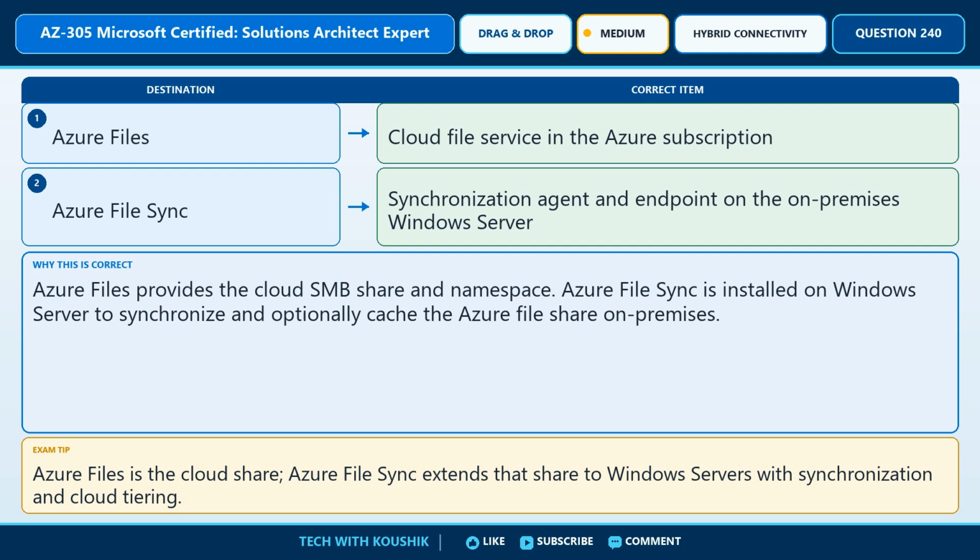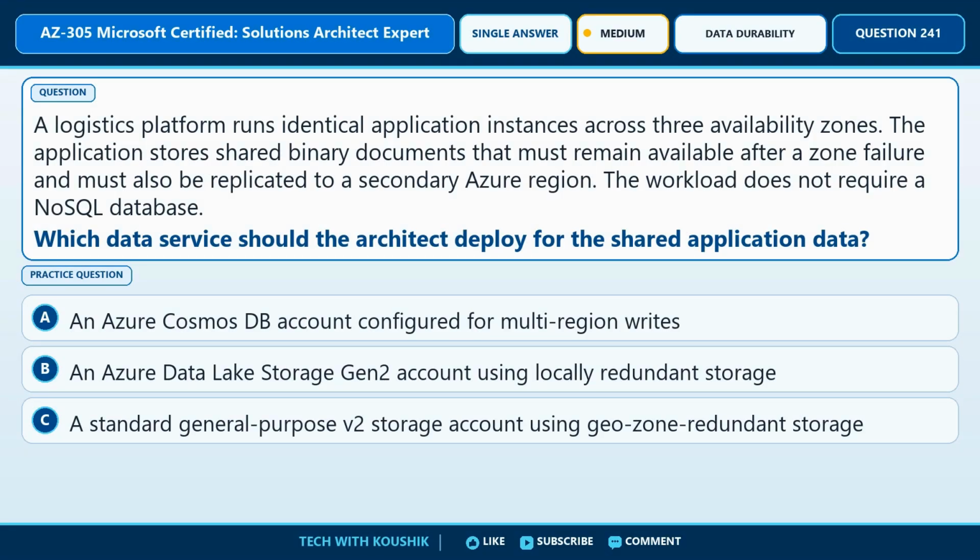A useful examination rule is this. Azure Files is the cloud share. Azure File Sync extends that share to Windows servers with synchronization and cloud tiering. Let us work through question number 241.